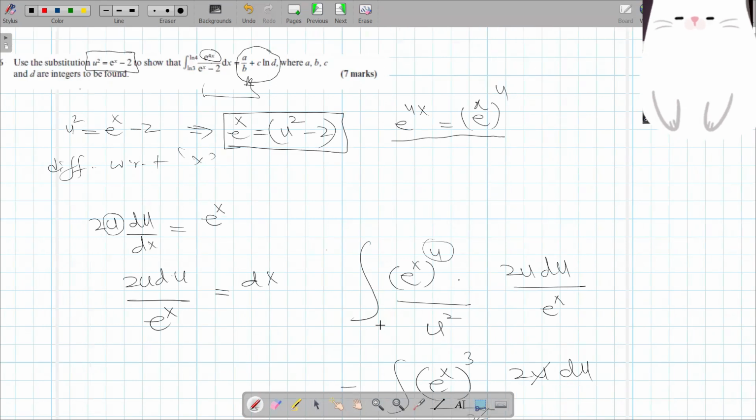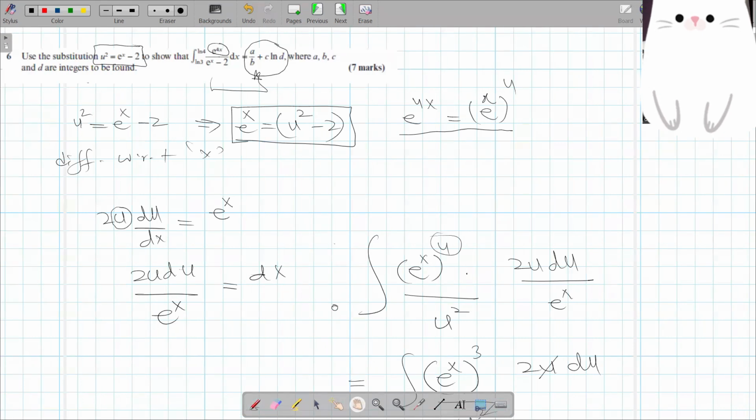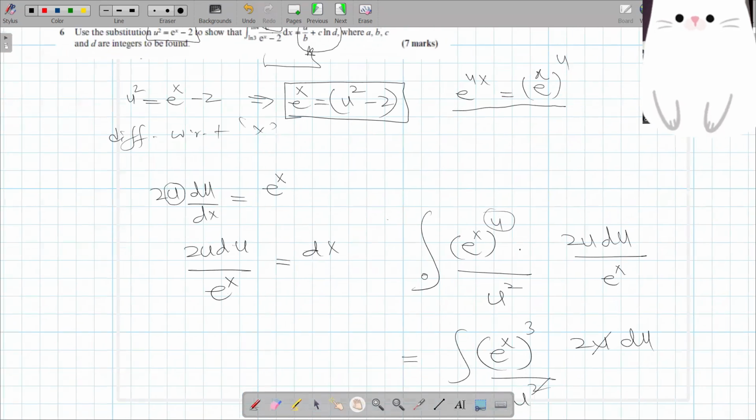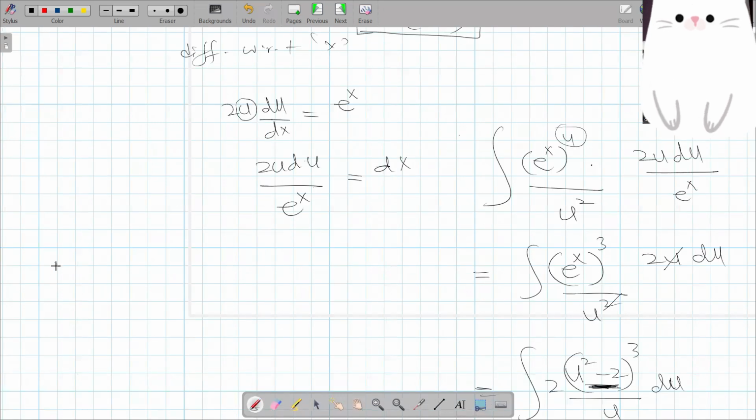Yes, you forgot, we need to change the limits. If we are converting everything in terms of u, the limits should be on u. Lower limit is log 3 and upper limit is log 4. So if x is log 3, what will be u?